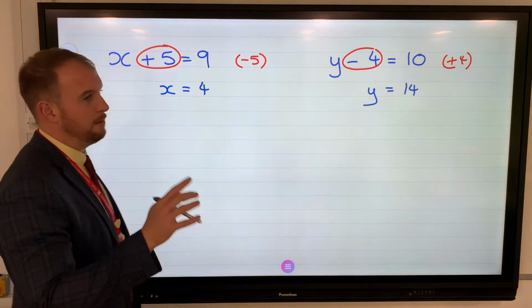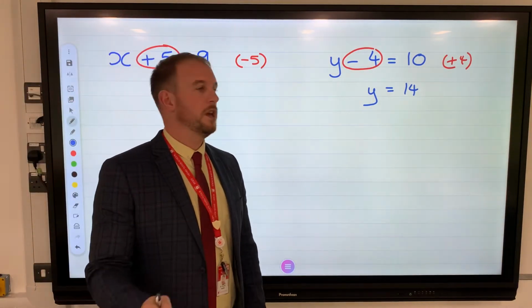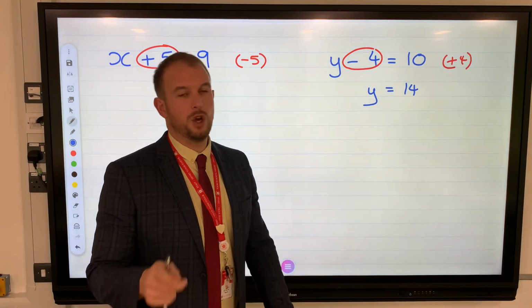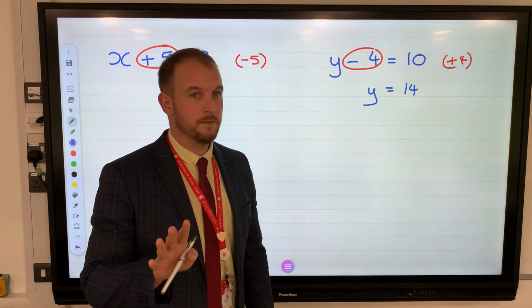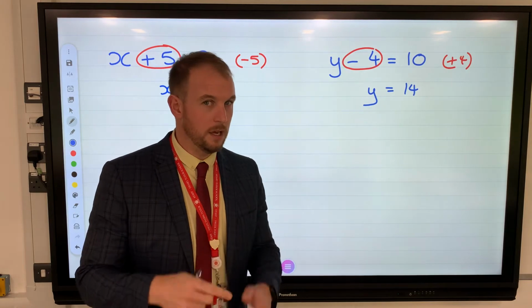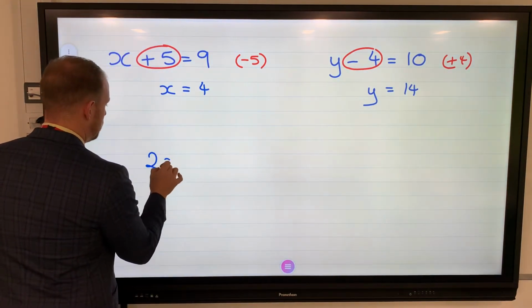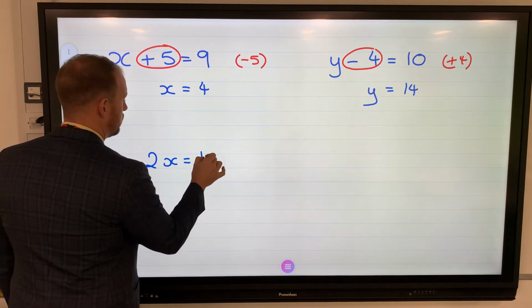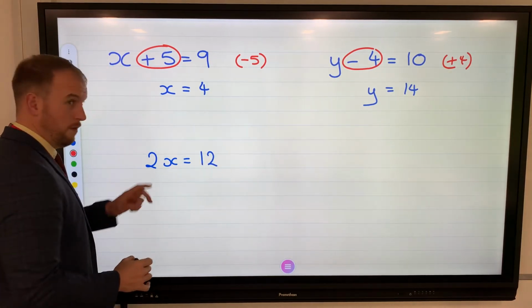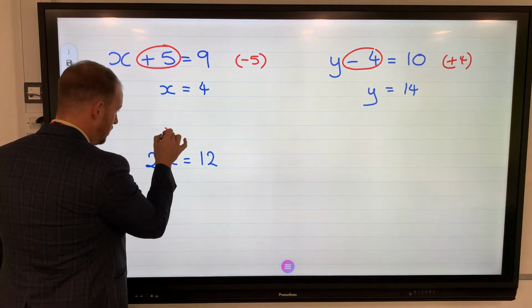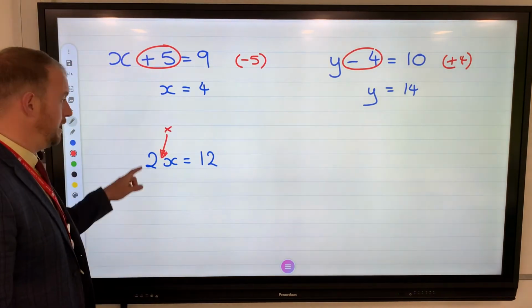Now, let me let you into a secret here. When it comes to algebra, if we have 2 lots of X or 2 lots of Y, we don't put 2 times X or 2 times Y. We're lazy. What we do, we stick them together. So let's put 2X equals 12. Remember our little secret, we know there's an imaginary times sign in the middle there.